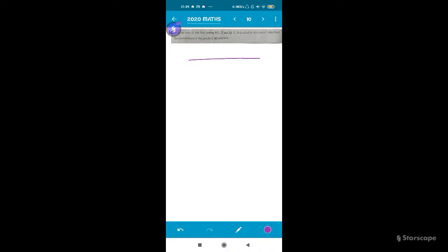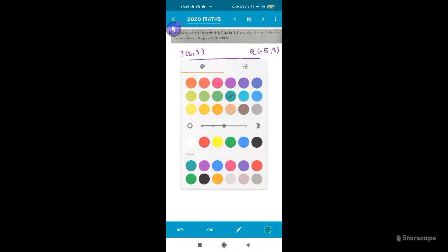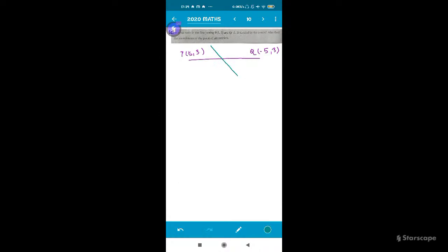So this is our line which is made by the points P, that is 5, 3 and Q, minus 5, 3. What we have been asked is that this particular line is divided by the y-axis. So let me use a different color for this. Let us consider that this green line is the y-axis and it is cutting the line PQ and making a particular ratio. We don't know the ratio. Let us take the ratio as m is to n.